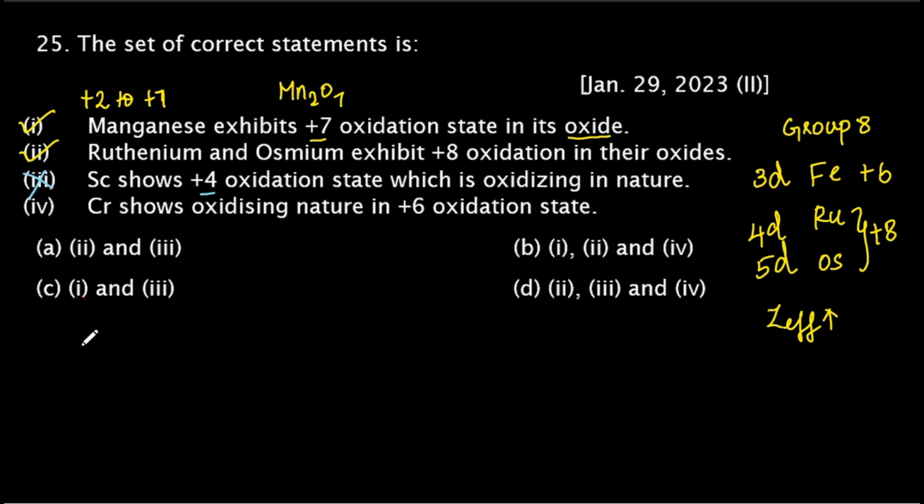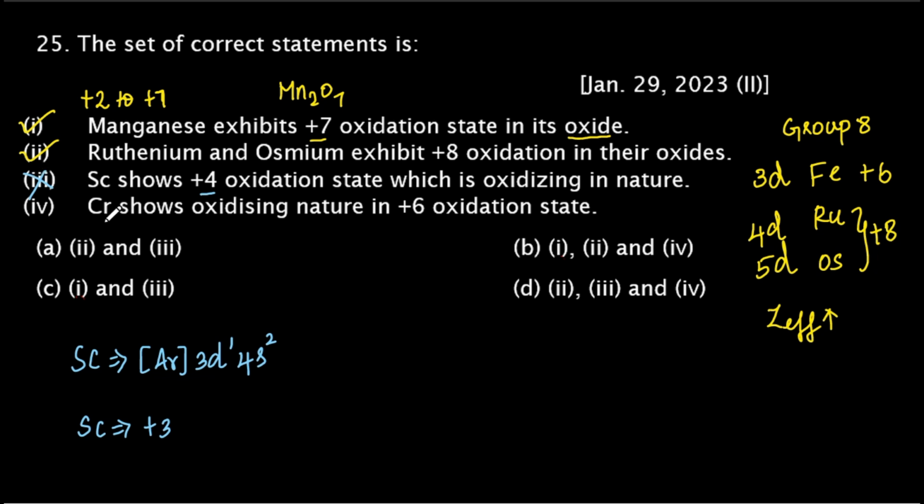This is wrong. Scandium has the electronic configuration core argon 3d1 4s2. It has only 3 valence electrons. So the only oxidation state exhibited by scandium is +3, and it is stable in the +3 oxidation state. It does not exhibit the +4 oxidation state itself. So statement 3 is wrong.